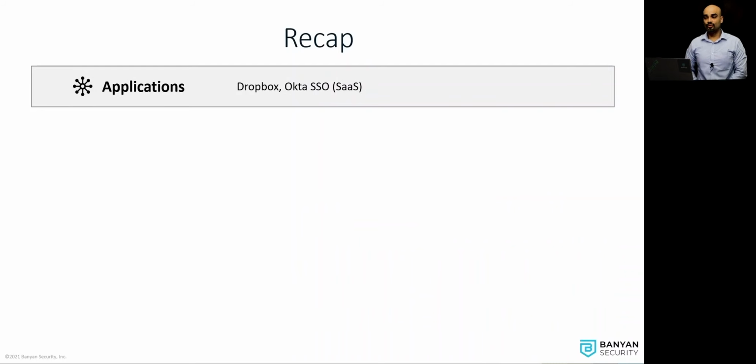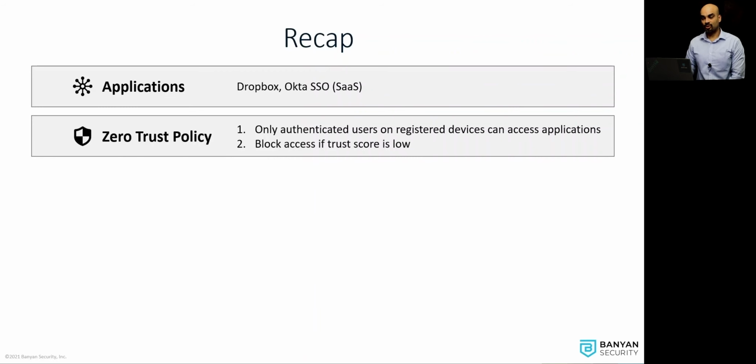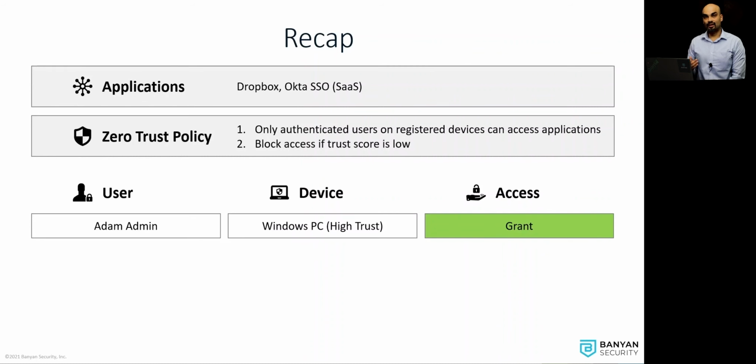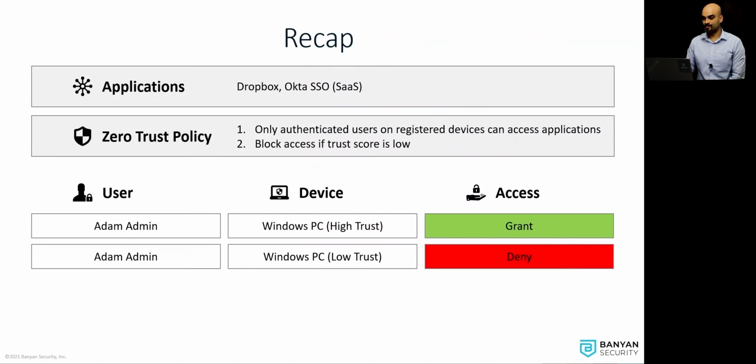So in this demo, we saw how Banyan secures different types of SaaS workflows. Our zero trust policies were such that you have to be an authenticated user on a registered device to access any SaaS application. We used Dropbox and Okta in this demo, and we also block access if your trust score falls below a certain level. We started with a user on a high trust device and saw how Banyan was transparently granting access. The user didn't even know Banyan was there.